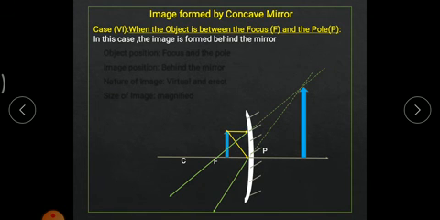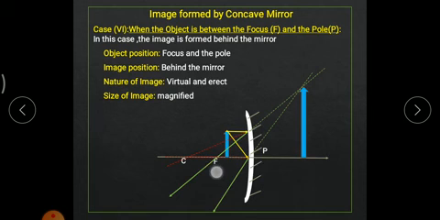So whenever an object is placed between... this red one is a normal between these two rays, whereas this dotted line is a normal between this incident ray and reflected light ray. So whenever the object is placed between the focus and the pole, the image would be virtual. It cannot be obtained on a screen and it is obtained behind the mirror.